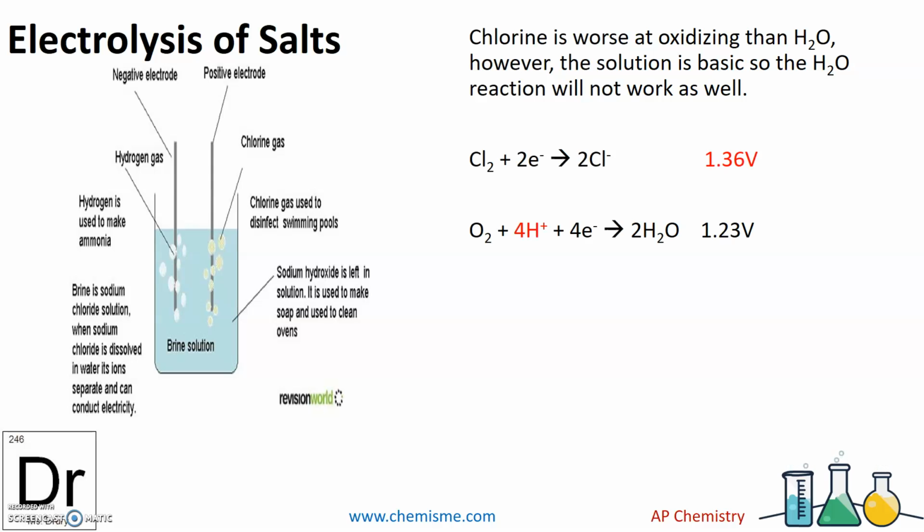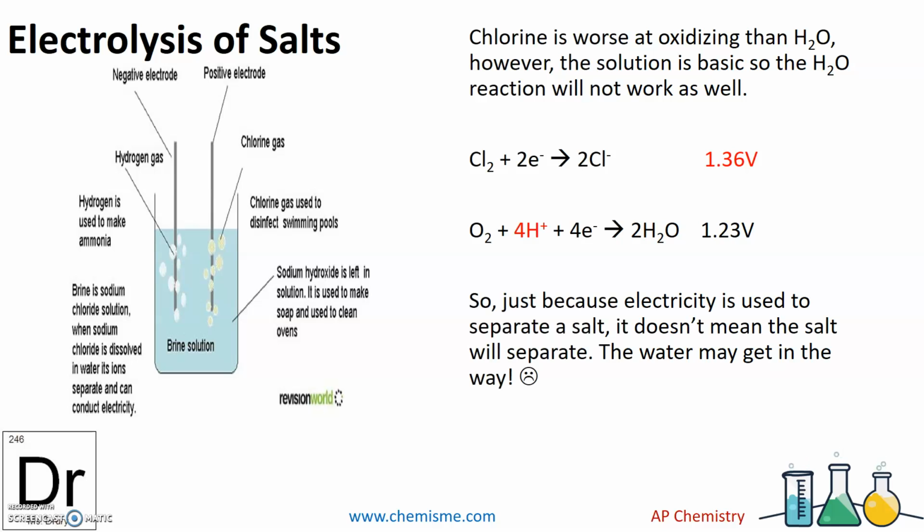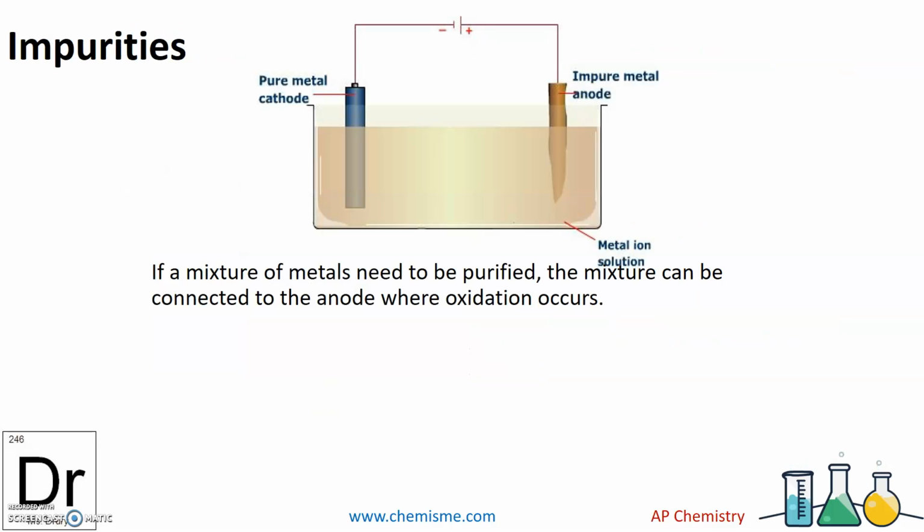So you have to pick the water example where you see the H+ ion, and you can see that the chlorine produces more voltage than the acidic one. So just because electricity is used to separate salt doesn't mean it actually creates the salt you wanted to separate. The water might get in the way.